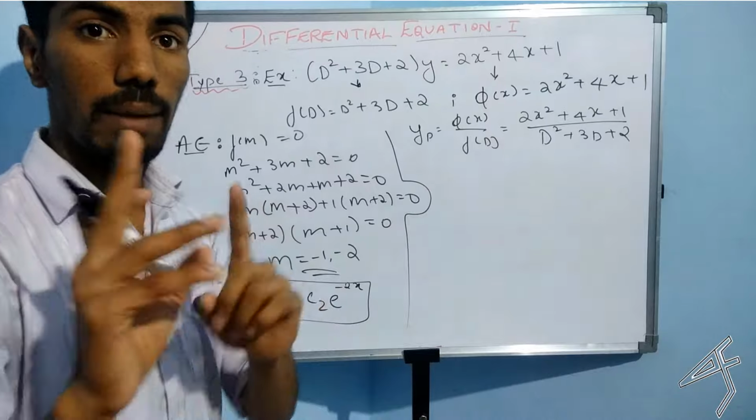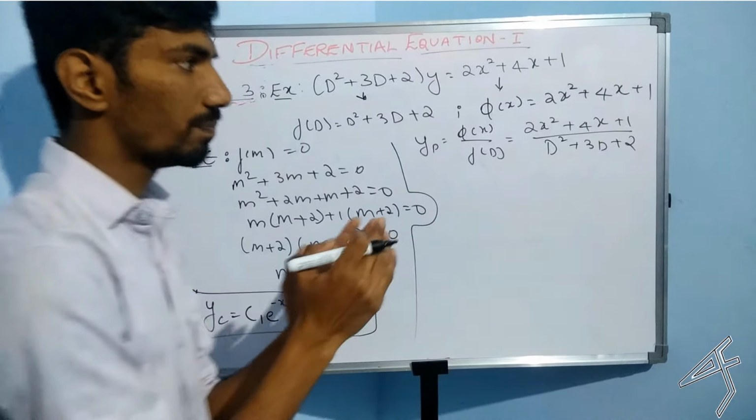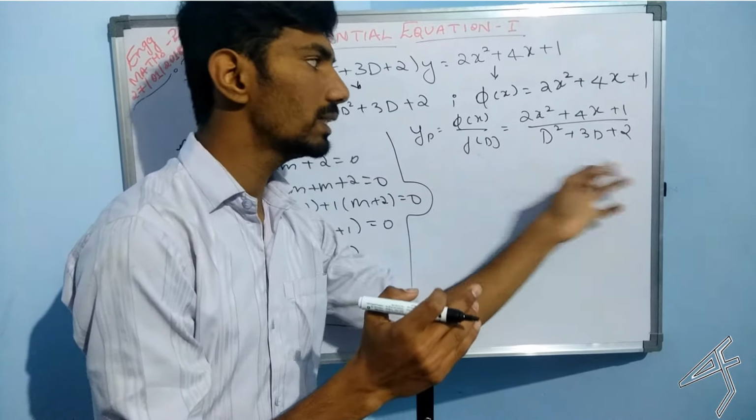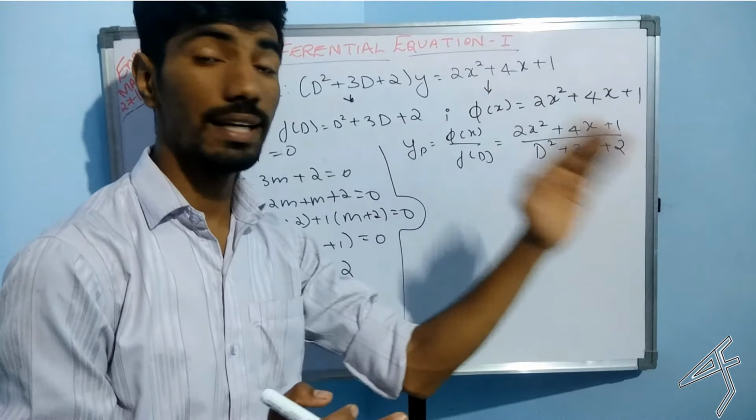Before going to that, remember one thing: write this f of d in reverse, in terms of 2 plus 3d plus d square, in increasing order of powers. Don't write it in decreasing order.